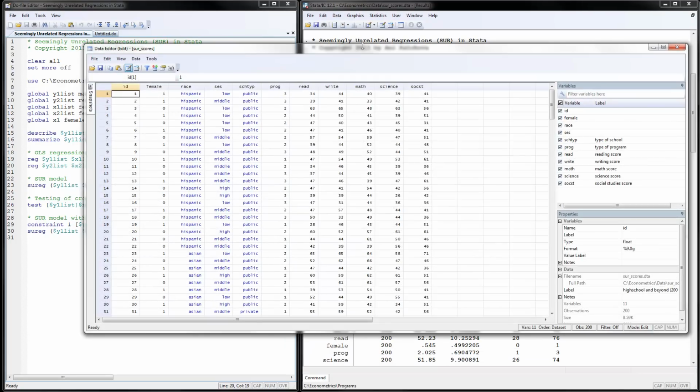We have data on test scores here, and we have the two dependent variables. We will talk about systems of equations, and the first dependent variable would be the math score here, and the other dependent variable would be the reading score, this variable. So two dependent variables, and independent variables would be female, program, and also the social sciences score.